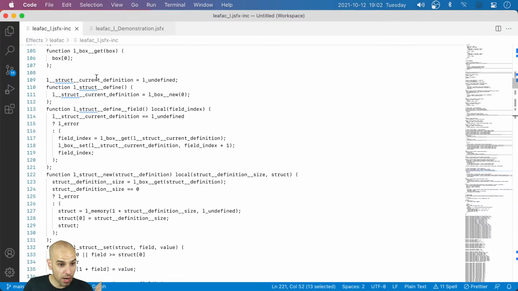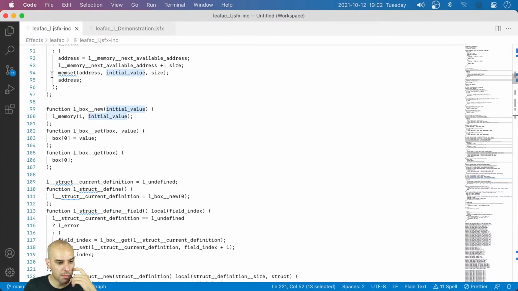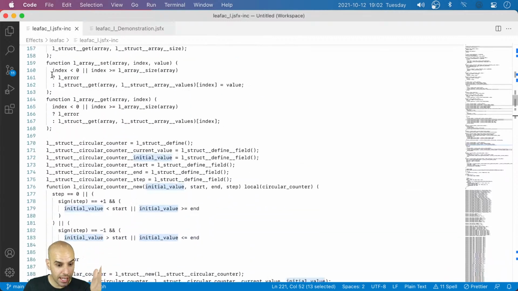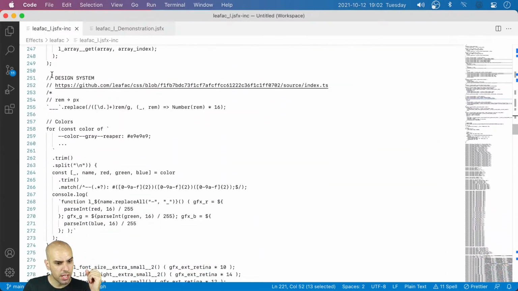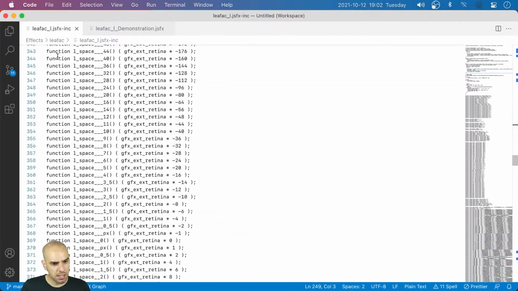Let's first think about where I even want to implement this. It needs to come after the mathematical functions and the data structures, because I'm going to need some of these data structures. And I think that maybe I'll just put this after even the design system, maybe.